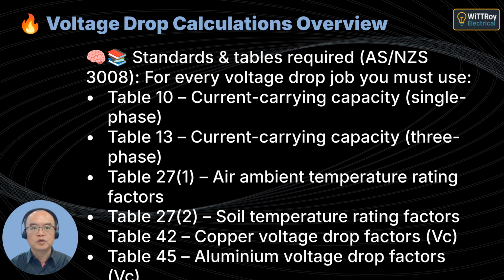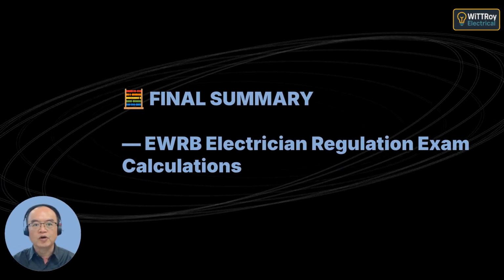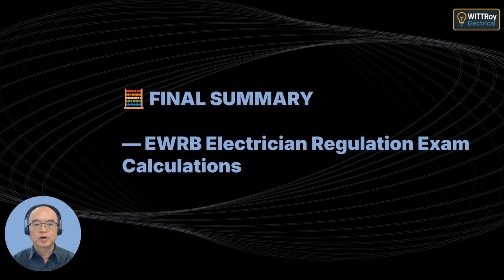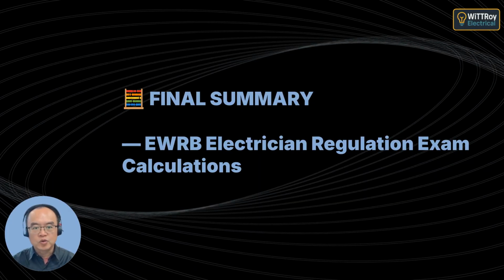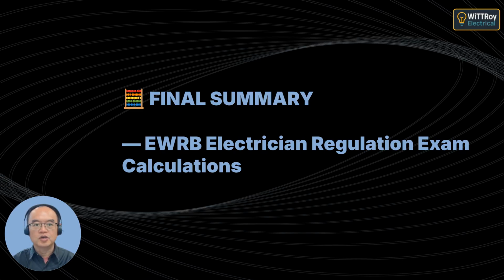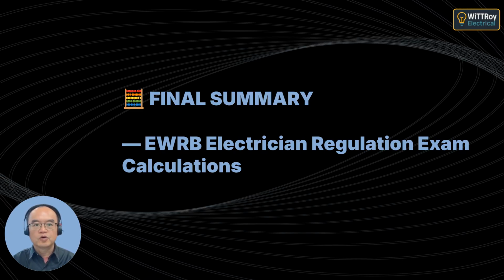We have now completed the full lesson for the EWRB regulation calculations. We covered maximum demand C1 to C11 and voltage drop, and you should now understand the key tables, formulas and simple one-step exam methods. Remember to read the table notes carefully because many questions come from those special cases. Please keep practicing the mock exam questions and the short calculation exercises. Also, watch my maximum demand and voltage drop video series for full step-by-step explanations.